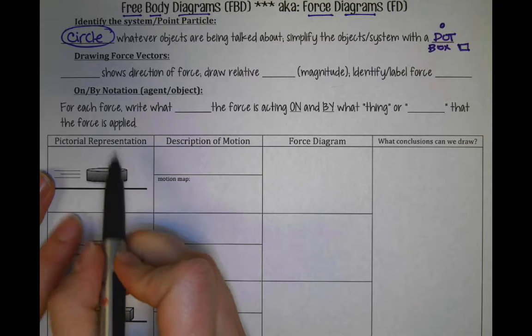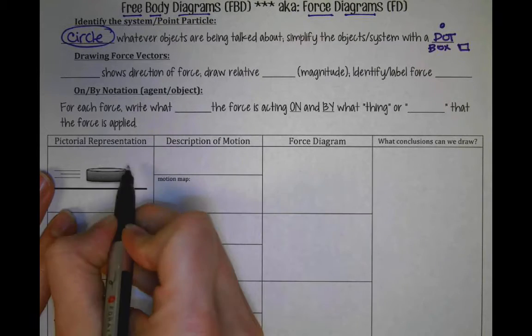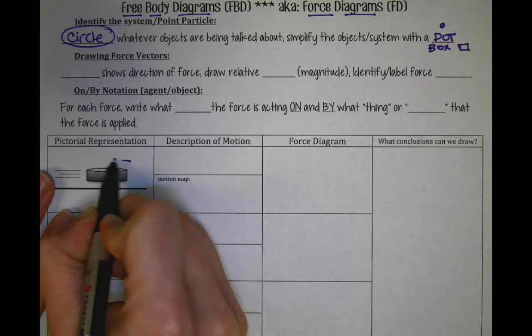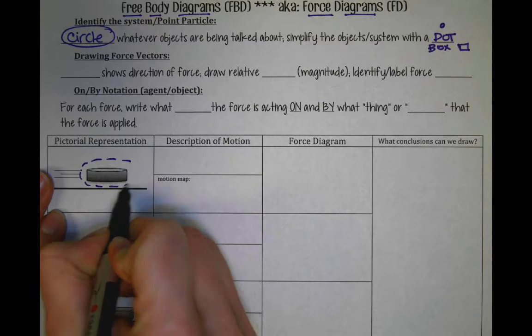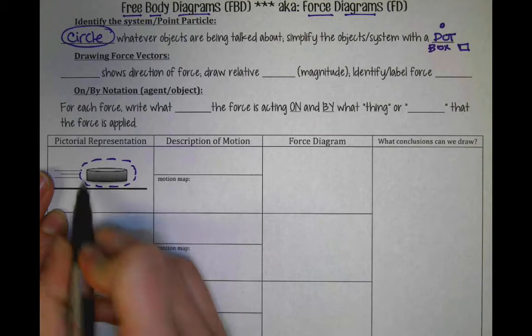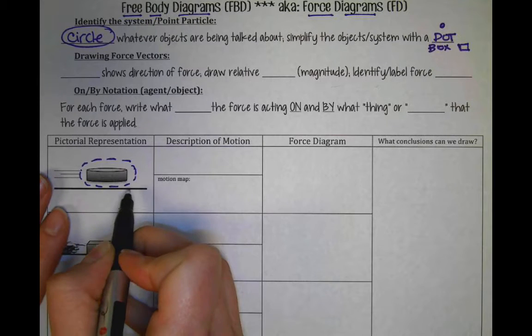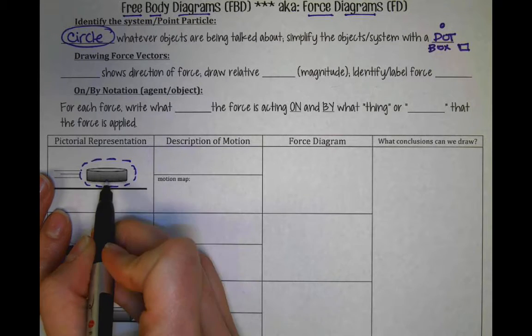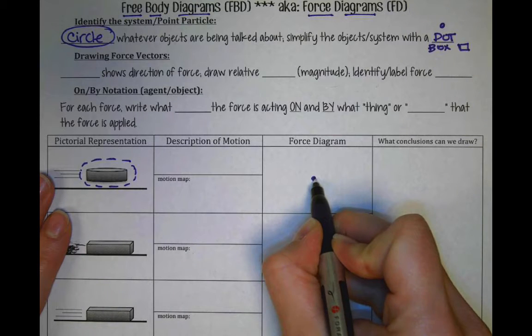So looking down at these scenarios below, if I were talking about the first one, usually people do it in a dash line. It doesn't have to be. I'm just literally circling the system or the object I'm talking about, and in my force diagram, I will draw it with a dot.